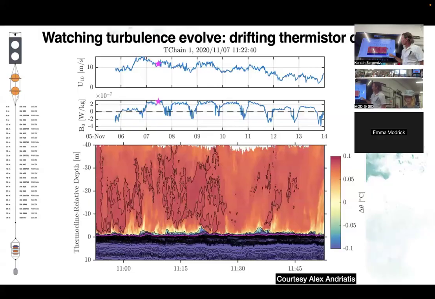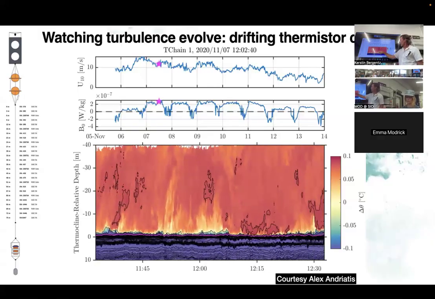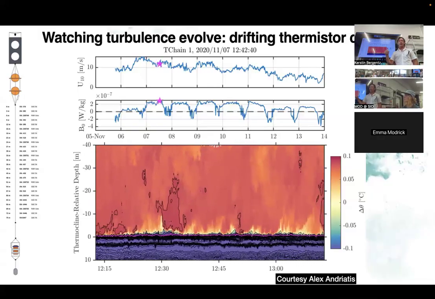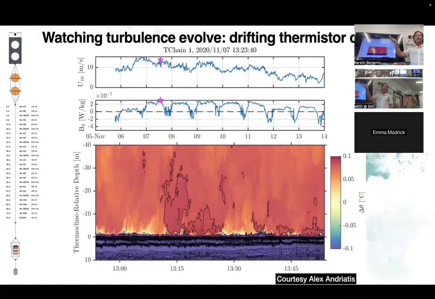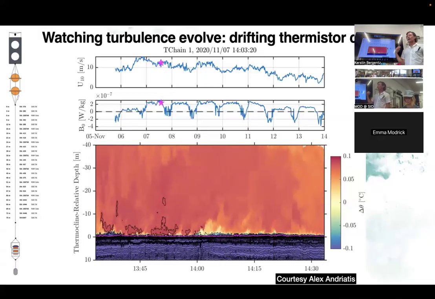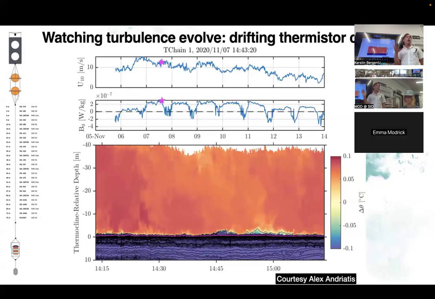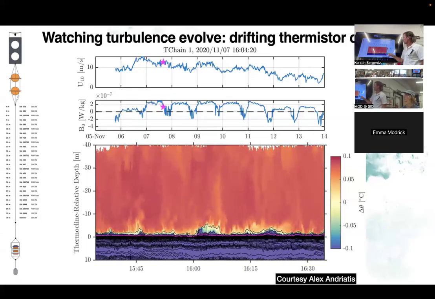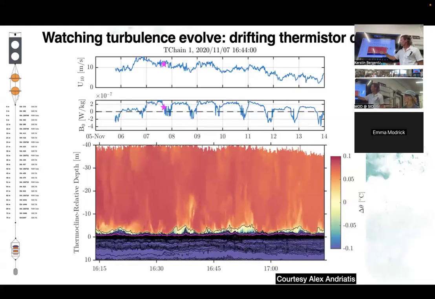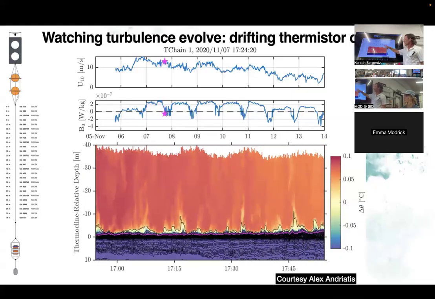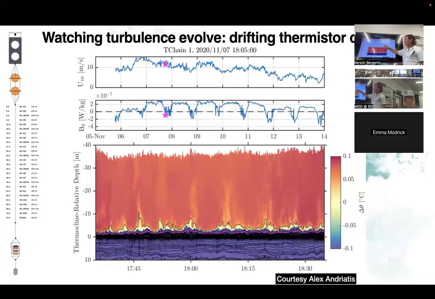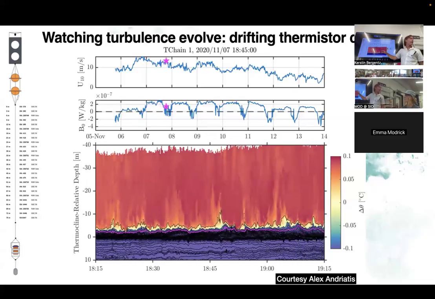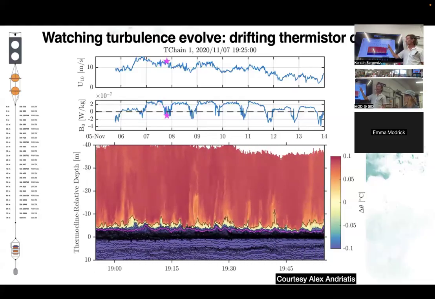I love showing this movie, because that first gauntlet I threw across the table for how hard it is to really measure turbulence was a model. This is now observations, and I could watch this all day because I'm just fascinated by the richness of these structures. So what you're seeing here is the surface mixed layer. It was about 35 meters deep, and the wind is blowing really strong.